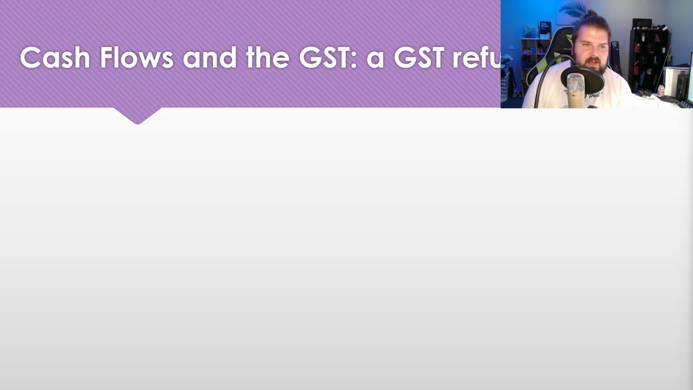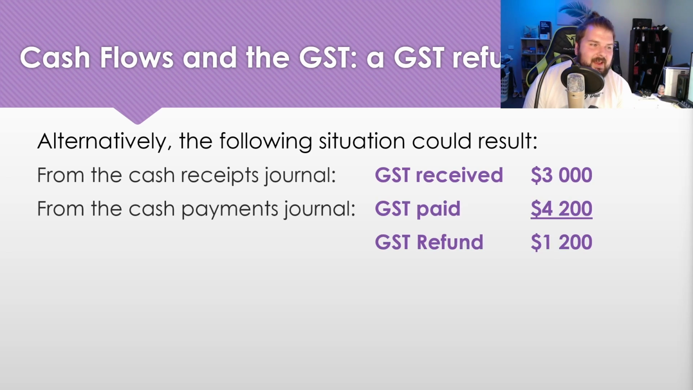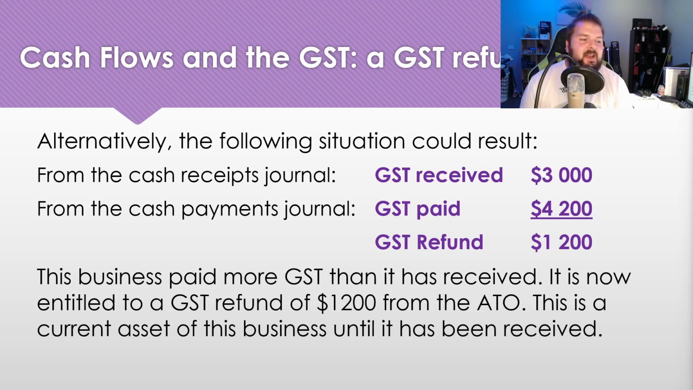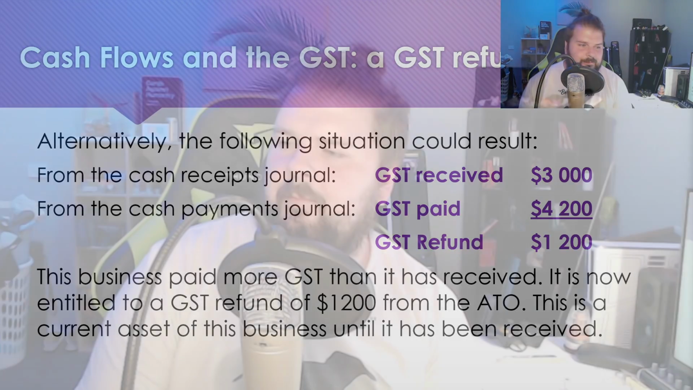As I said, as an alternative, we may, in some situations, end up paying more GST than we've actually collected. In this case, you've got to remember the GST is not a tax on businesses, it's a tax on end users. We are a business, we're not considered an end user. Therefore, any GST that we have paid in excess of the amount that we already owe to the ATO, they give back to us. So we should be getting a $1,200 refund.